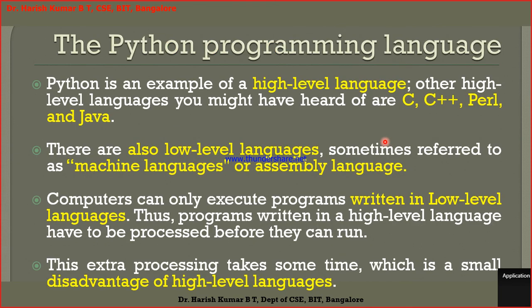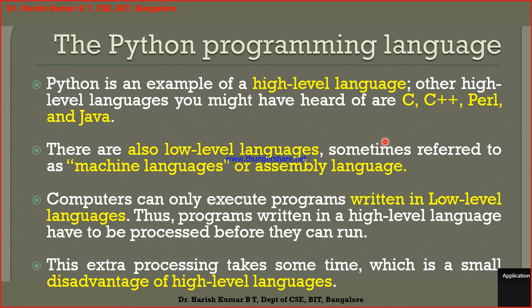Next, so after discussing all the basic elements of the Python programming language, okay, so we are into discussing the advantages and disadvantages of the Python programming language now. So this Python, no doubt, it is a high-level language. So similar to other high-level languages like C, C++, Perl, and Java. So Python is also a high-level programming language.